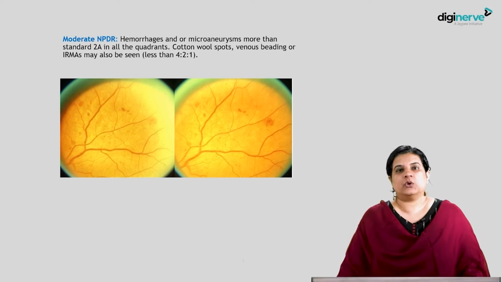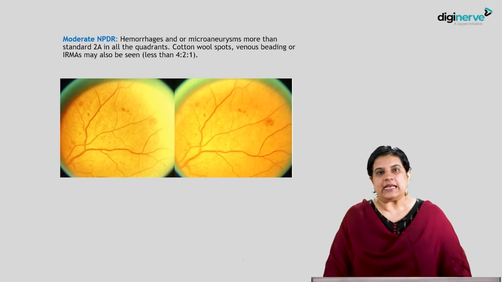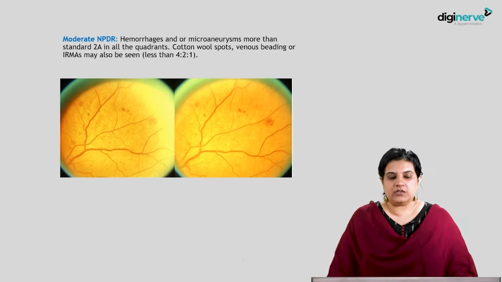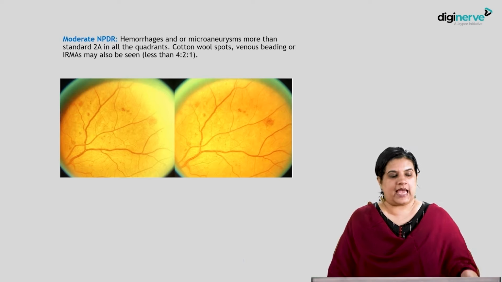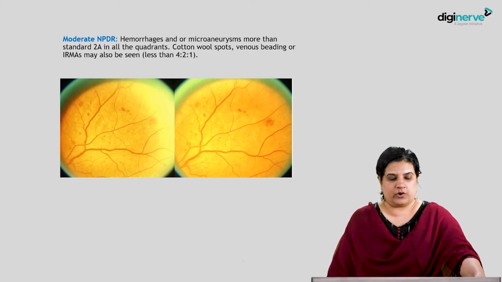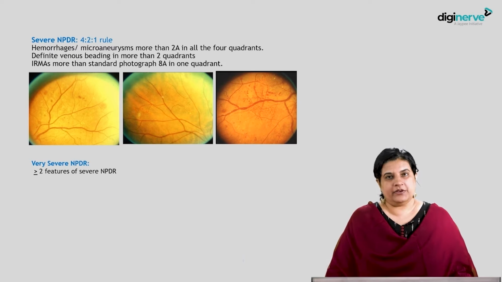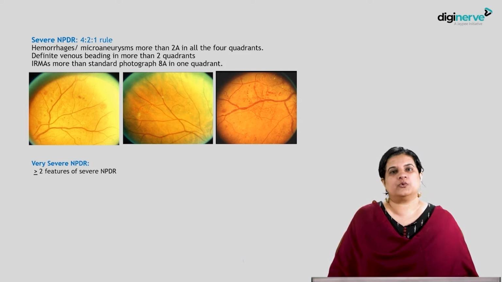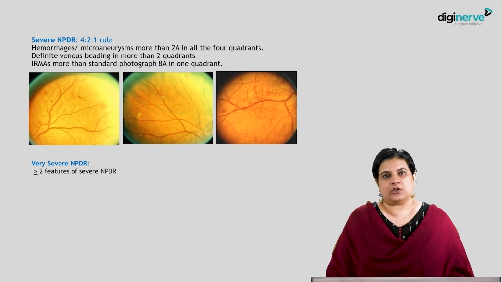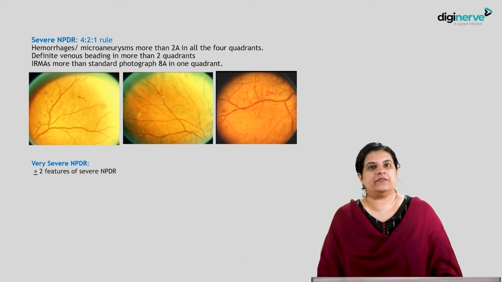Now, there is a rule of 4:2:1 for severe diabetic retinopathy, which we will see in the subsequent slide. But here, the cotton wool spots would be less than 4 quadrants, the venous beading would be less than 2 quadrants, and IRMAs would be less than 1 quadrant. In severe NPDR, the rule of 4:2:1 applies. And you can have an MCQ question wherein you are asked that 4:2:1 applies to which stage of diabetic retinopathy. So the answer would be severe NPDR.